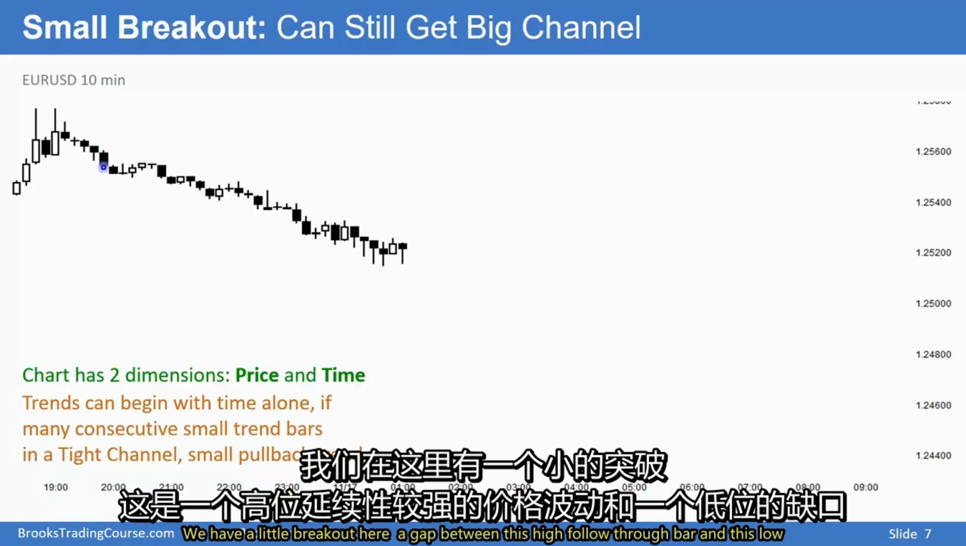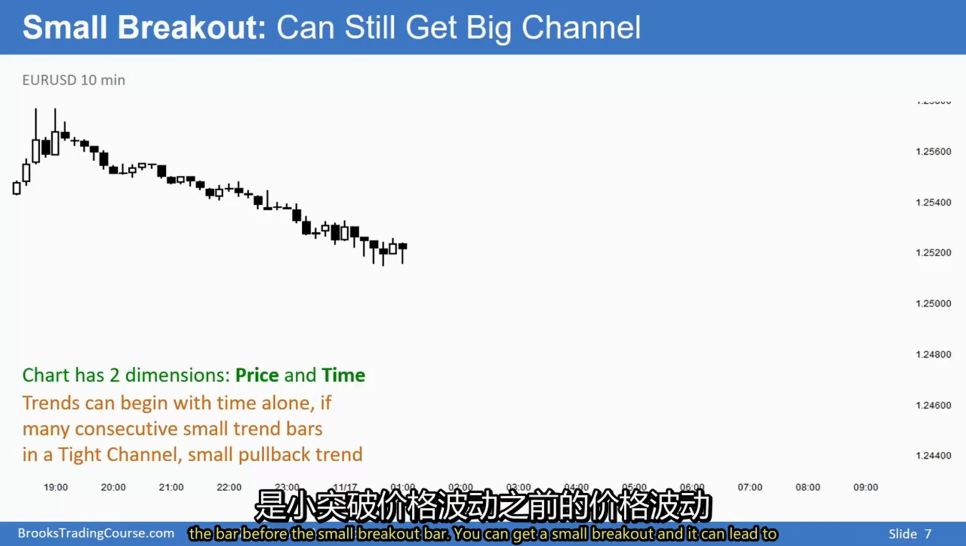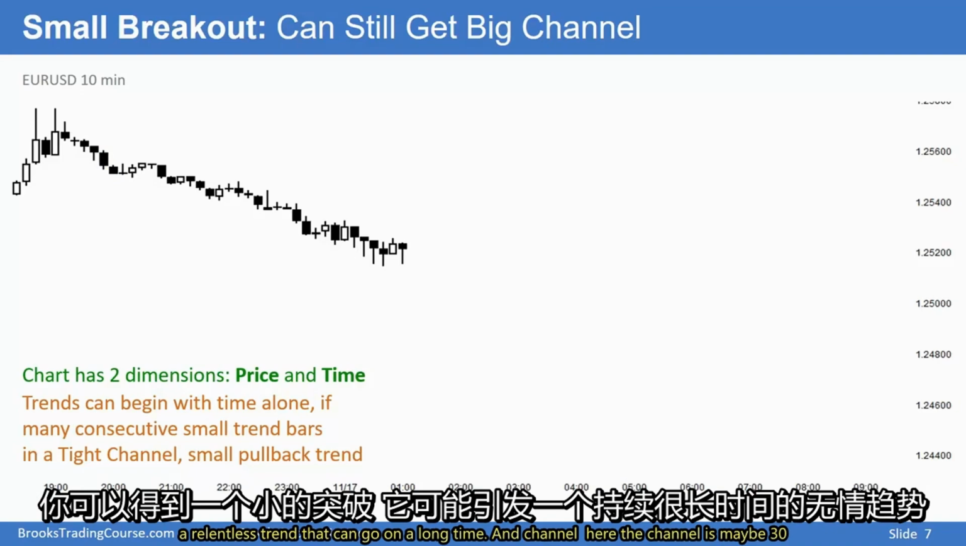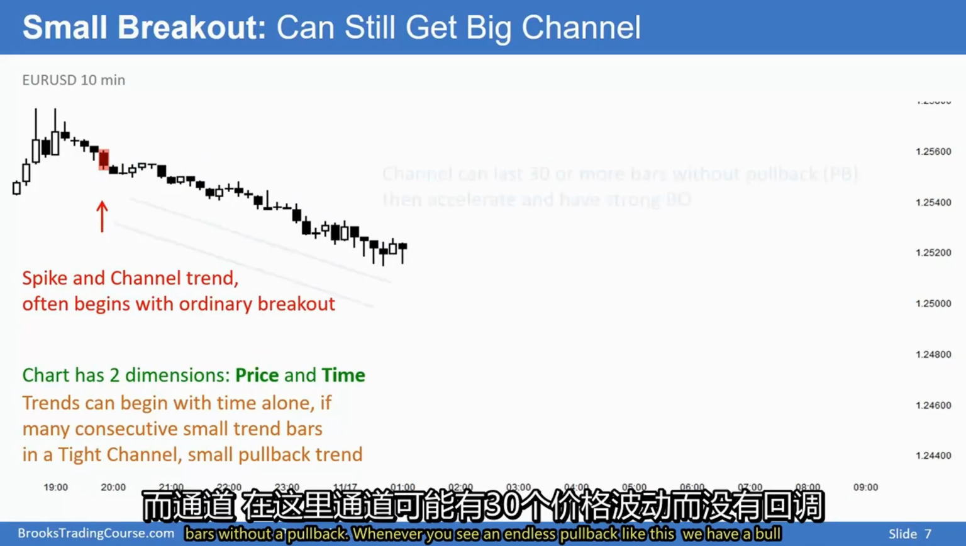We have a little breakout here, a gap between this high follow-through bar and this low, the bar before this small breakout bar. You can get a small breakout and it can lead to a relentless trend that can go on a long time. And the channel here is maybe 30 bars without a pullback.